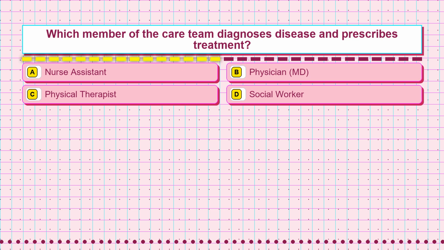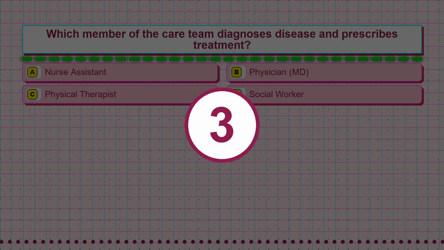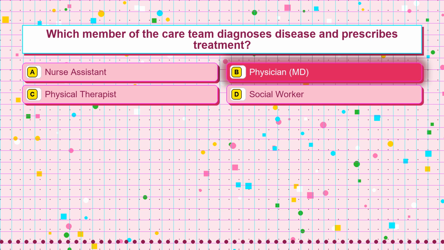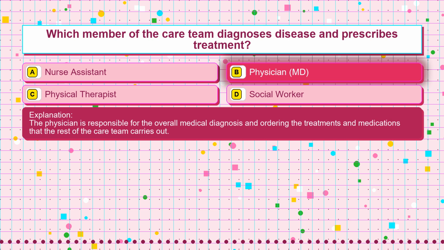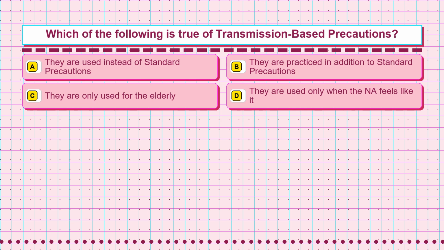Question 57. Which member of the care team diagnoses disease and prescribes treatment? Option A, a nurse assistant. Option B, physician, MD. Option C, physical therapist. Option D, social worker. The correct answer is option B, physician, MD. The physician is responsible for the overall medical diagnosis and ordering the treatments and medications that the rest of the care team carries out.